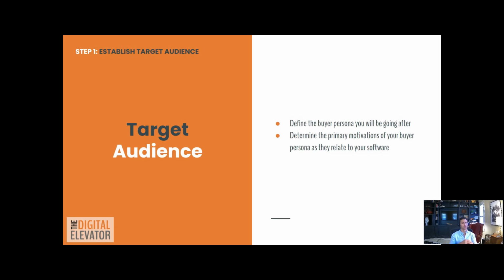All right, so here's step 1. We're going to define our target audience or establish our target audience. So what we'll be doing is defining the buyer persona you'll be going after, and then determining the primary motivators of your buyer as they relate to your software. So you're probably saying, hey, I already have this done. Good, bonus. So a lot of people would have had this done. If not, just stay tuned.